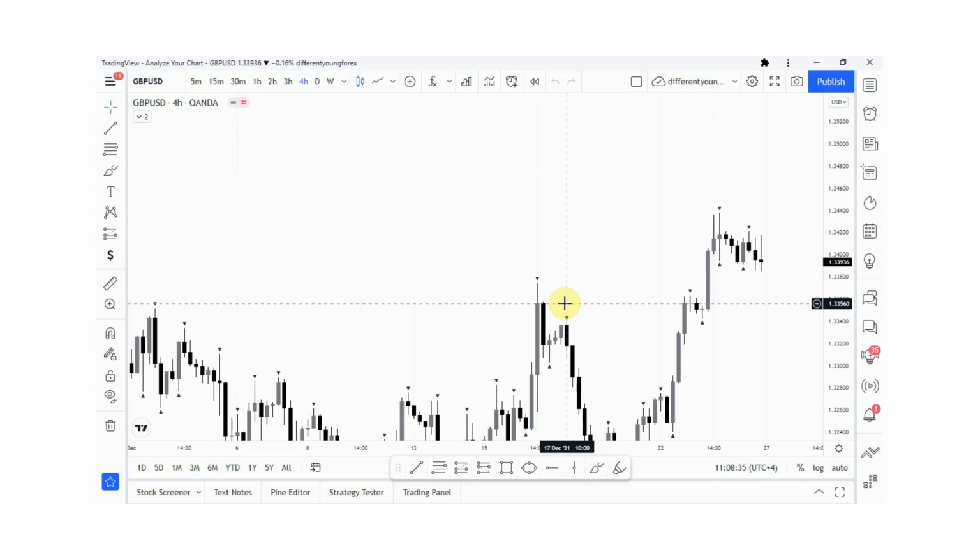Can we trade Forex like a pro? Is it even possible?